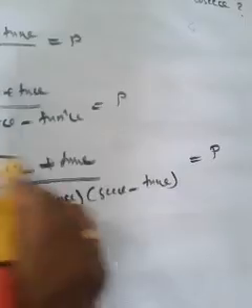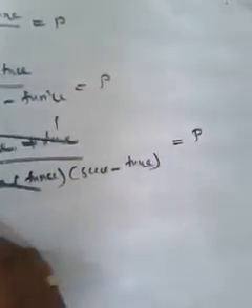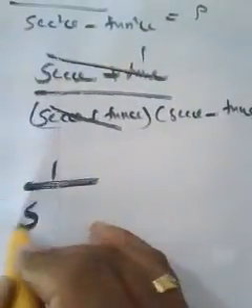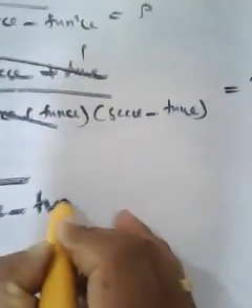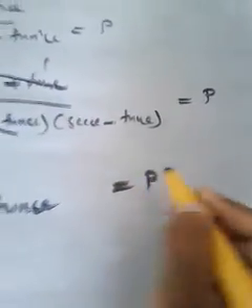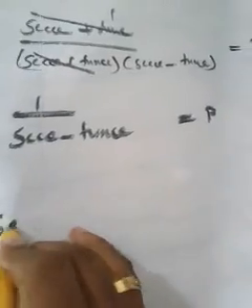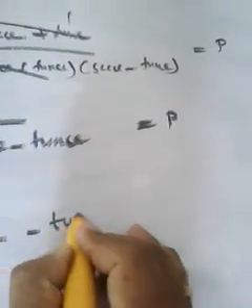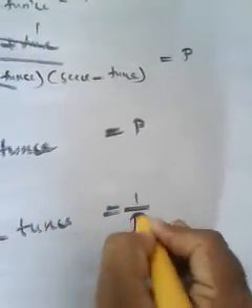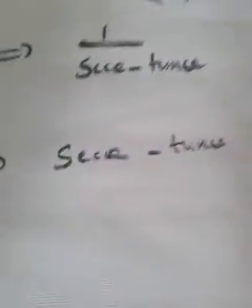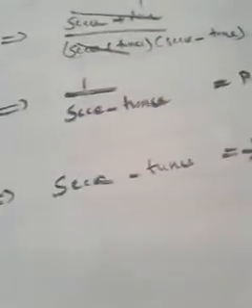Now we can cancel these two terms. We will get 1 by sec theta minus tan theta is equal to P. And now it is time to take the reciprocal. When you take the reciprocal on both sides, it becomes sec theta minus tan theta is equal to 1 by P. I'm not going to explain that also because I already explained it.